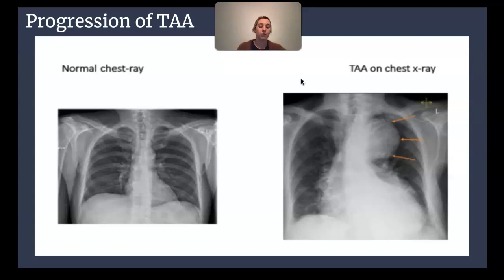Over time, as more stress is put on the aortic walls, the blood vessels will become enlarged and weak. Once the aneurysm is formed, the size gradually increases, which puts you at a higher risk for rupturing or dissecting.